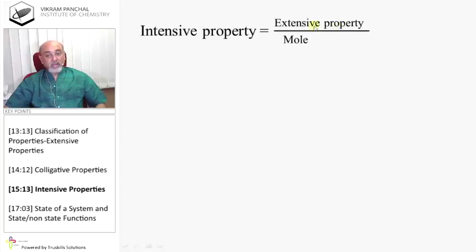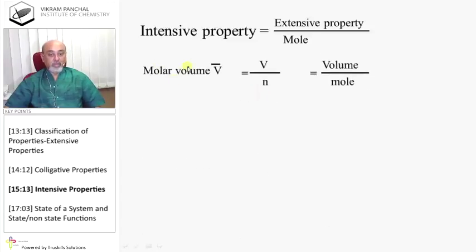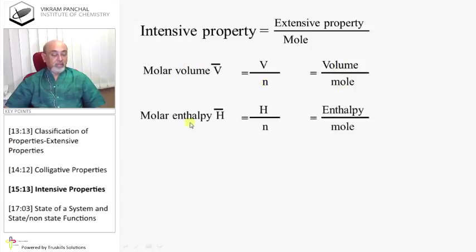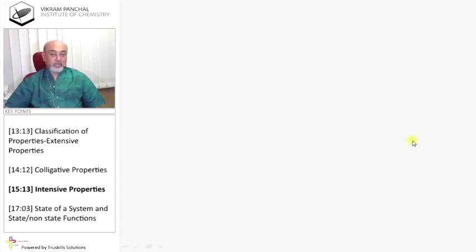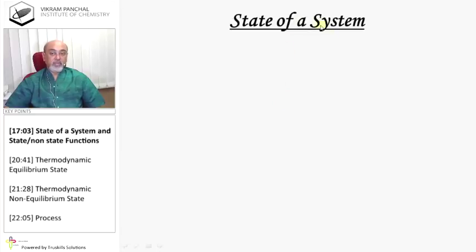When any extensive property is divided by mole, then it becomes an intensive property. For example, volume is an extensive property. But if you divide it by mole, then it becomes molar volume, V bar. Then it is volume per mole and it is an intensive property. Enthalpy is extensive, but molar enthalpy is an intensive property. Molar entropy, etc.